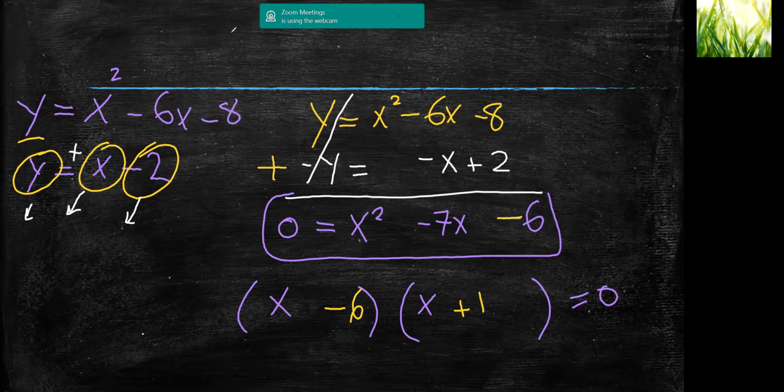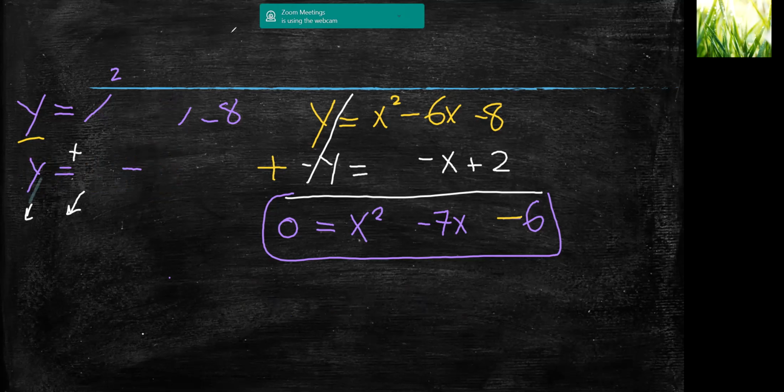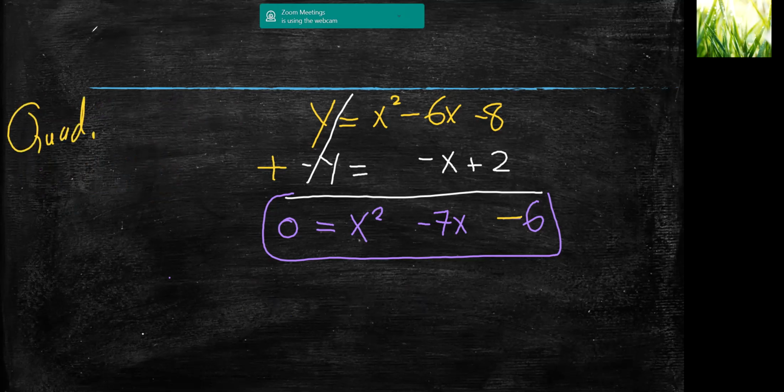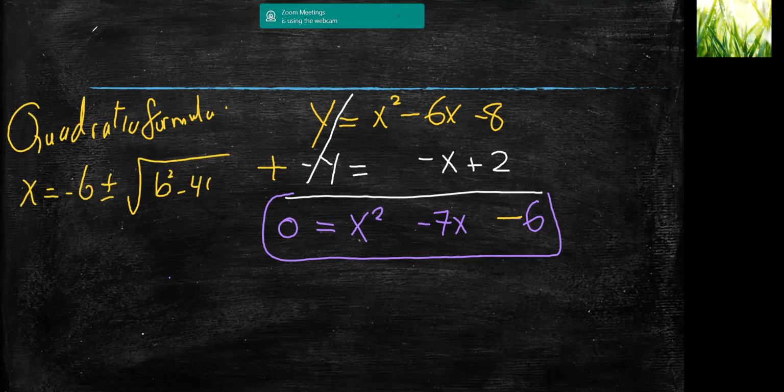So it cannot be factored. What do we have to do? Completing the square or the quadratic formula. Let's use the quadratic formula. The quadratic formula here is x equals negative b plus or minus the square root of b squared minus 4ac, over 2a.